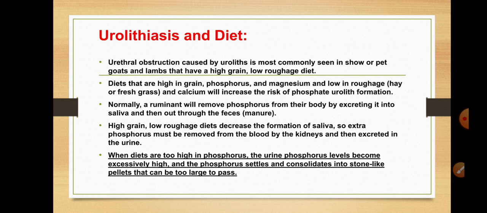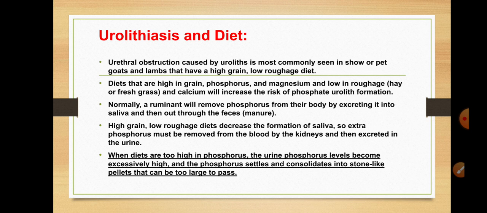In a normal case, a ruminant will remove phosphorus from their body by excreting it into saliva and then out through the feces, which is manure. But a high grain, low roughage diet decreases the formation of saliva, so extra phosphorus must be removed from the blood by the kidneys and then excreted into the urine.